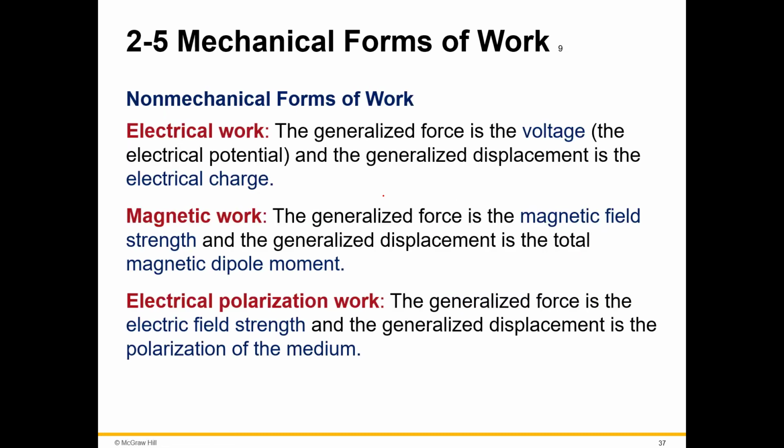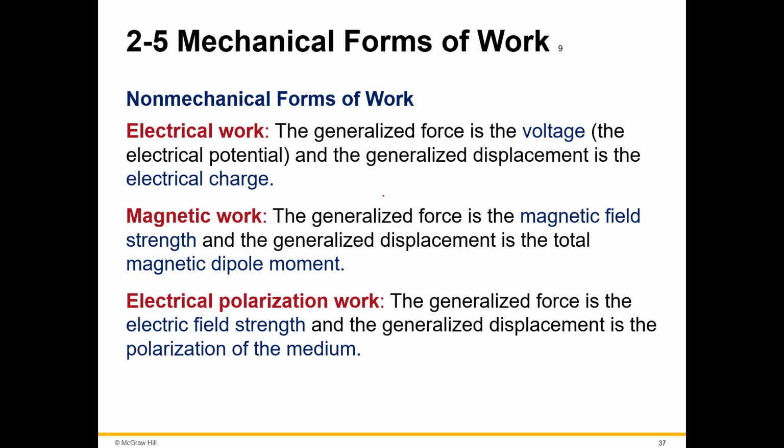So now we have non-mechanical forms of work, which are electrical work, magnetic work, and electrical polarization work. We won't be delving in too much into these, but it is important to know, especially if you plan on doing electrical engineering or things like that, that these are the industries that you will delve into, right? So the generalized force is the voltage in electrical work, right? And we kind of went into that. We used an example of the refrigerator in the room, and we had some association through the boundary with the surroundings, and that was done by voltage.